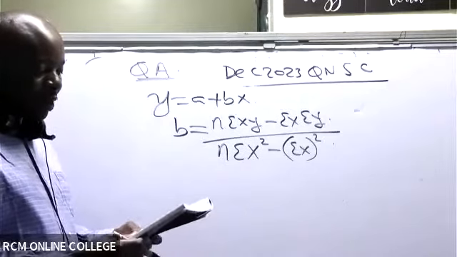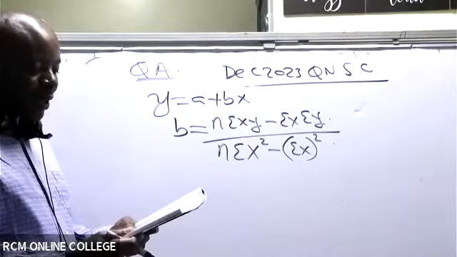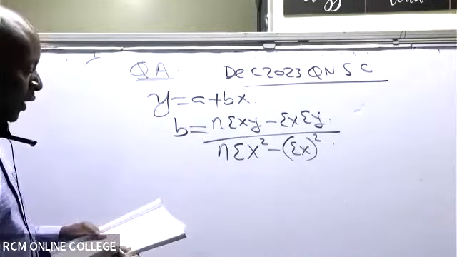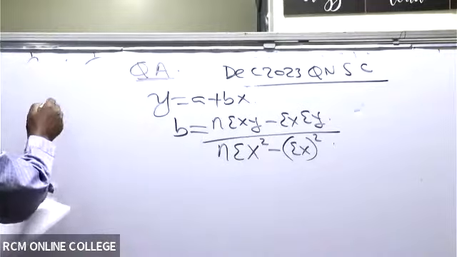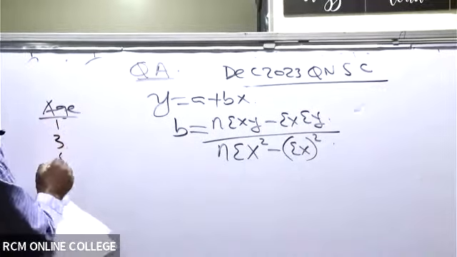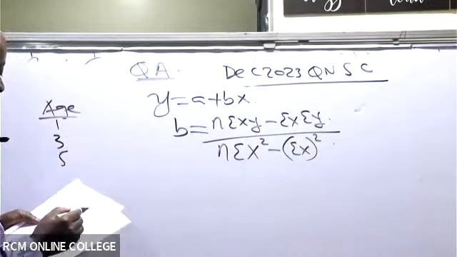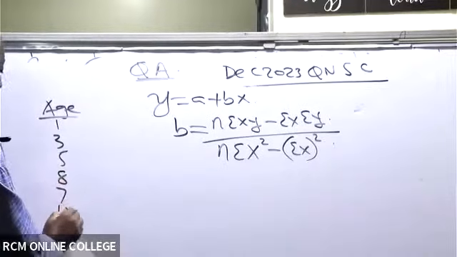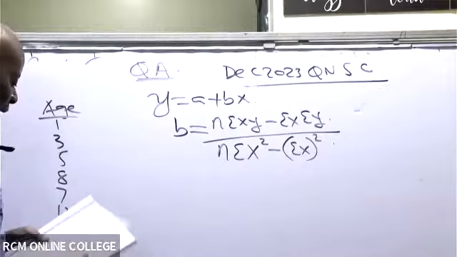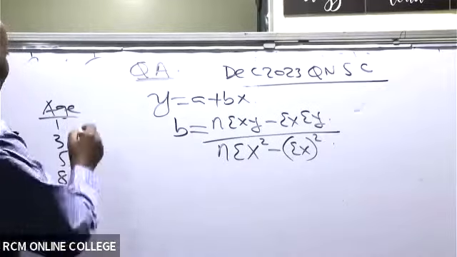That's December 2023, question number 5C. Please try getting it. We have age here: 135, 8712, 84. And then we have a repair cost.